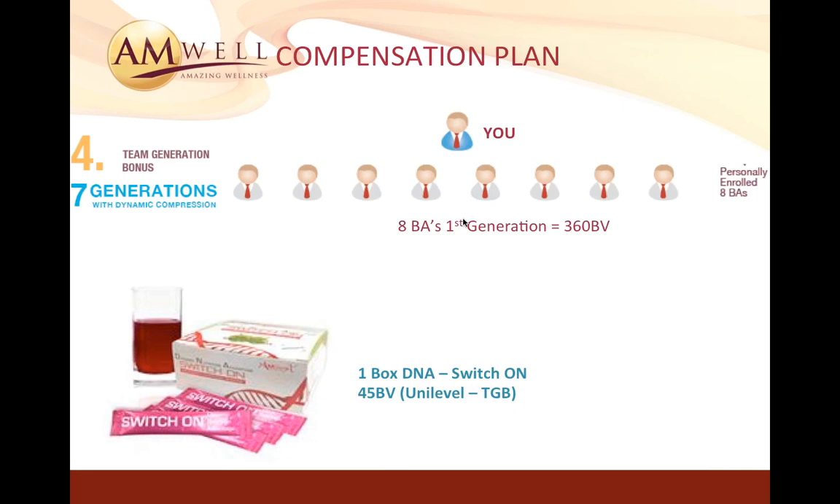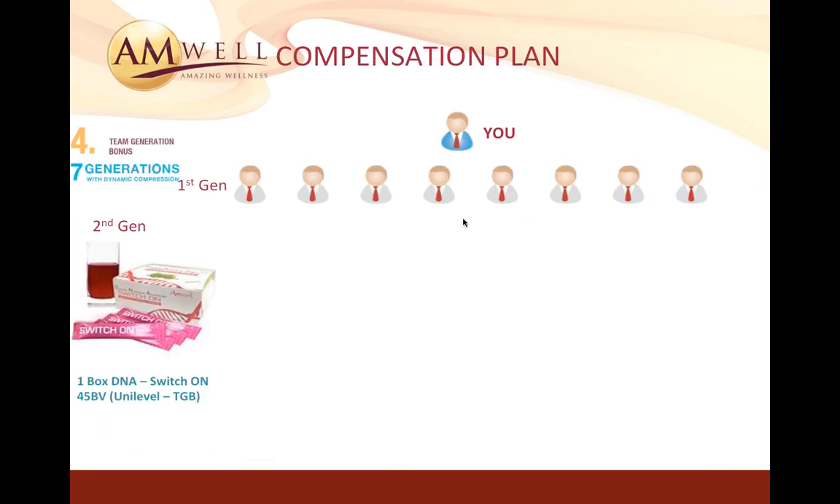So if these 8 people all get 1 box of DNA, that means they have 360 business volume. Okay. If you take that 360 business volume, since they're all your directs, you all personally sponsored these people, since they are directs, you get 10%. That's your first generation TGB earnings. So it's $36 direct to you. Now the key in that is opening up the different levels, opening up the different generations.